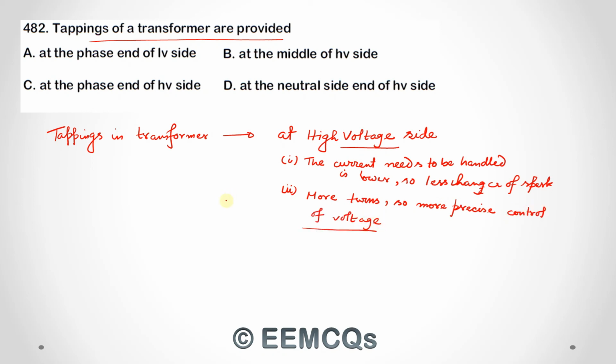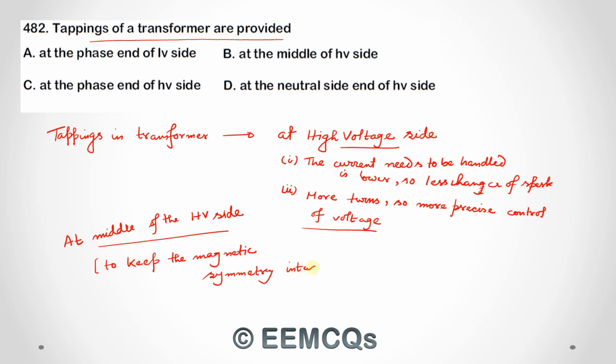But we can apply the tappings at the phase end as well as at the neutral end, but generally we provide it at the middle of the high voltage side. Why? To keep the magnetic symmetry intact. So here option B, at the middle of the high voltage side, is the correct answer.